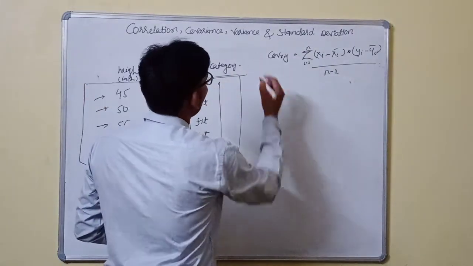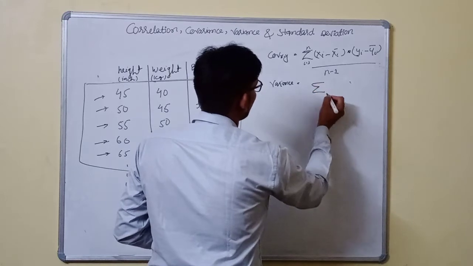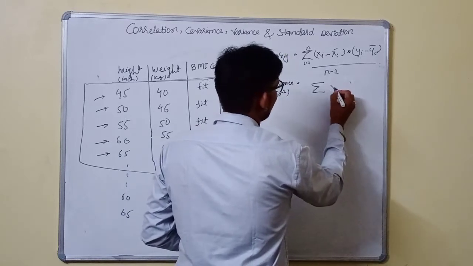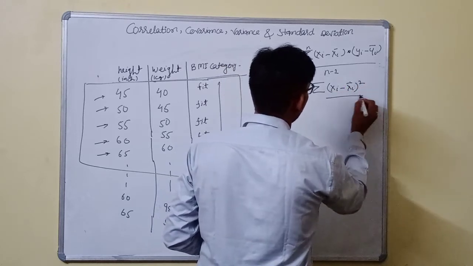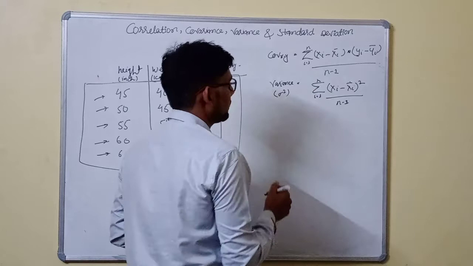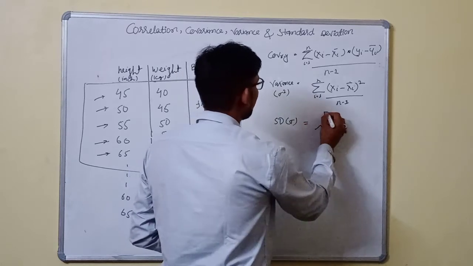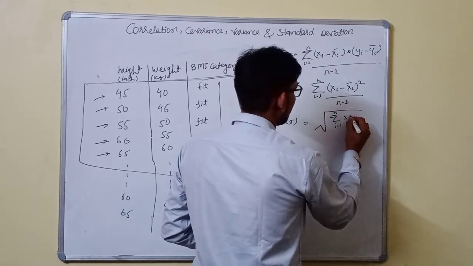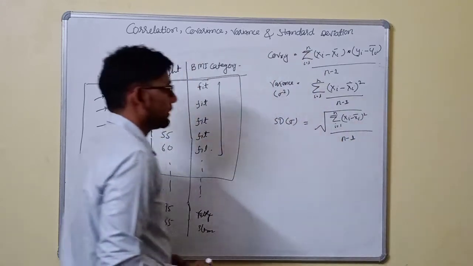Again, for variance we have a formula. This variance is called sigma square, with the summation of (xi minus x bar) whole square divided by n minus 1, where i belongs to 1 to n, right? And the standard deviation, denoted by sigma, is the square root of variance. So this is the square root of the summation of (xi minus x bar) whole square divided by n minus 1, right?